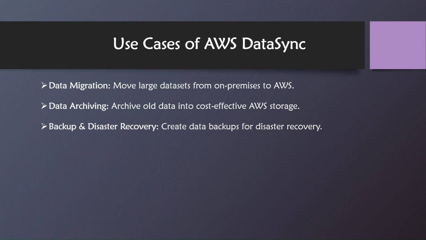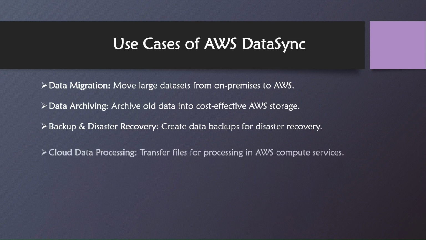Backup and disaster recovery. AWS DataSync can be used to create automated backups of critical data for disaster recovery purposes by transferring regular snapshots of data from on-premises systems to AWS. Businesses ensure that their data is protected and can be restored quickly in the event of any disaster. This provides peace of mind, knowing that the data is not only backed up but also easily retrievable from the cloud.